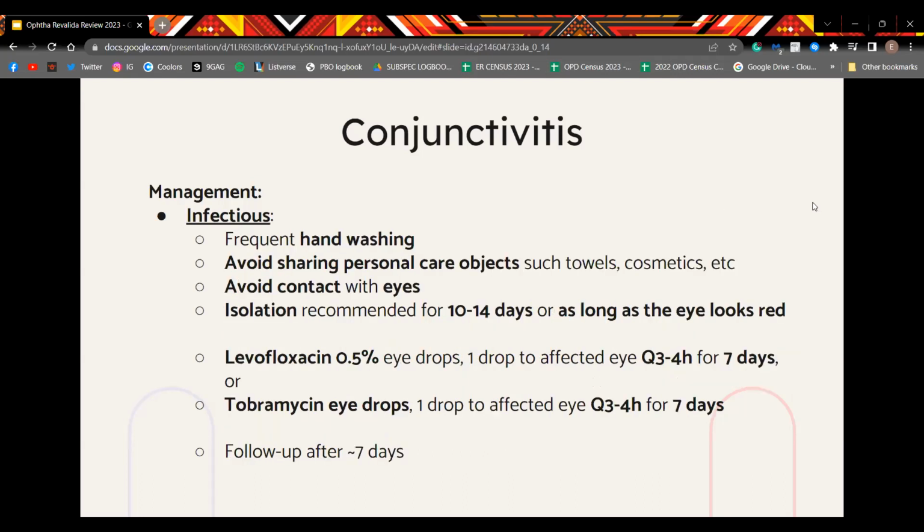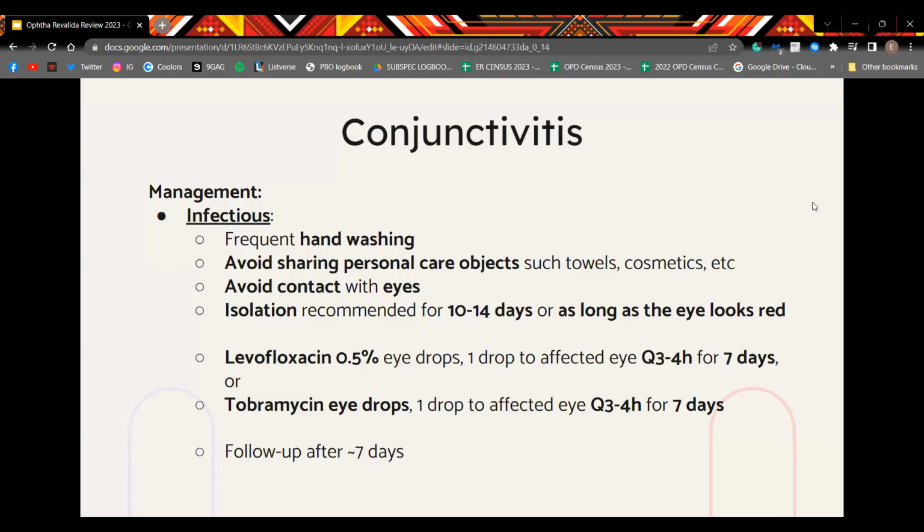So for infectious naman, ang management would be first to educate the patient on conjunctivitis, no? Important na malaman niya na very very transmissible to. So we teach the patient to do frequent hand washing, to avoid sharing personal care objects, and to avoid contact with the eye. So, wag hawak-hawakan yung mata. We also recommend isolation for about 10 to 14 days or as long as the eye still looks red.